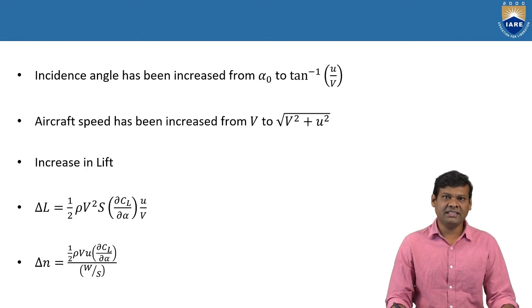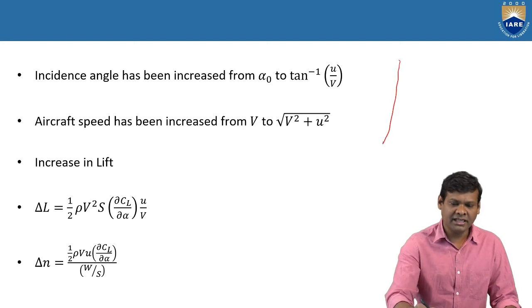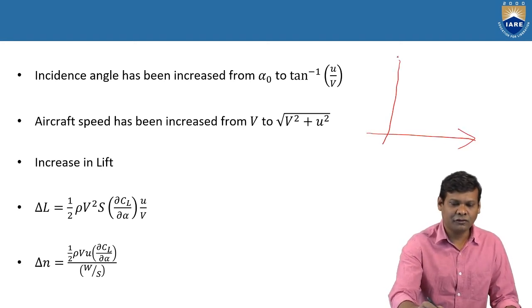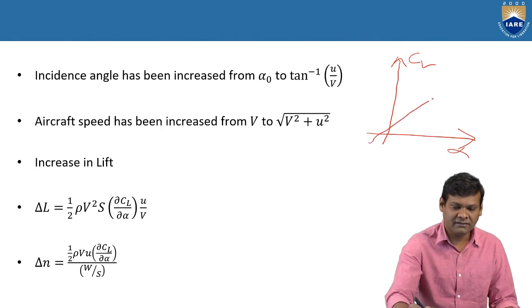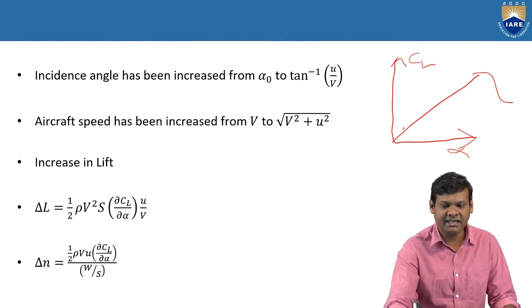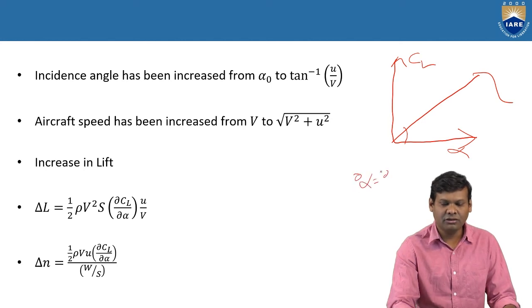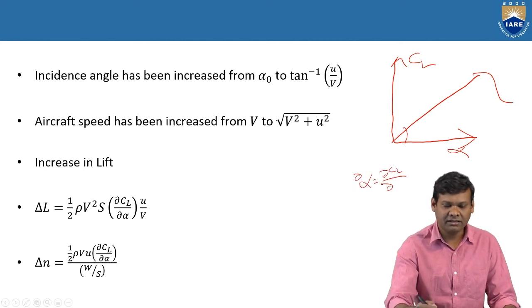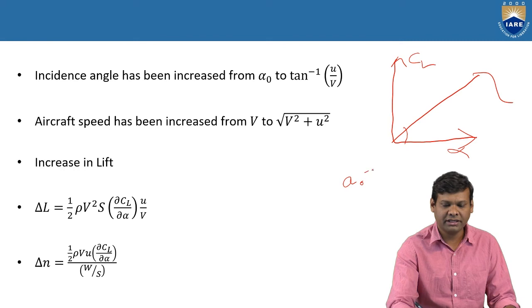And finally, let us analyze what happens in the case of lift. You are already aware of the lift coefficient CL versus alpha. For a symmetric airfoil, this is the gust and this is a linear relation, and what we can deduce is that the slope a naught can be written as dou CL by dou alpha.